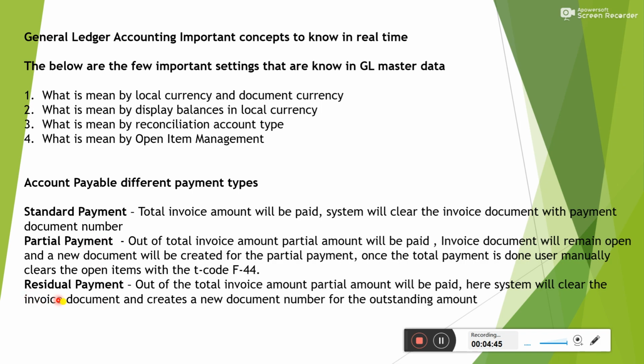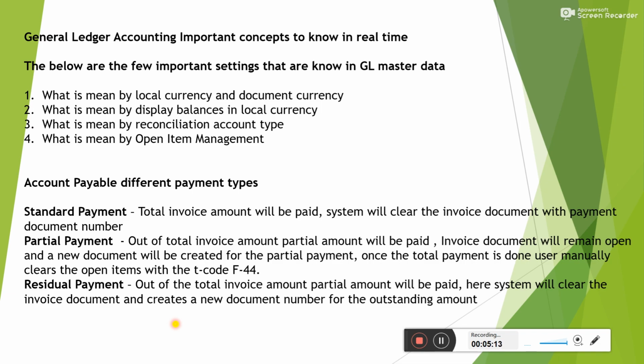The other one is residual payment. This is also similar to partial payment, but the only difference is, whatever partial amount we pay, for the leftover the system will create a new document number and post it. It means the invoice will be cleared with the payment, and for the outstanding amount, a new document number will be created and posted into the system.